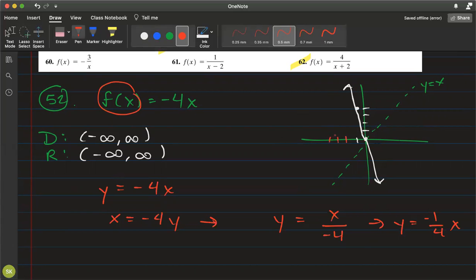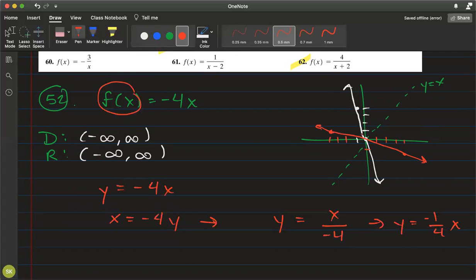2, 3, 4. So right here. And then you could also do the same thing over here. So the graph is going to look something like that. And these should be mirror images.